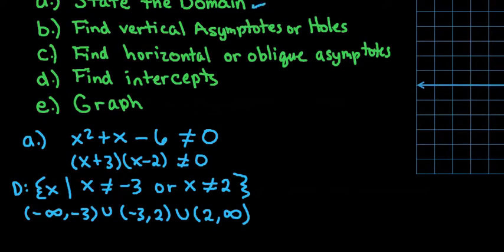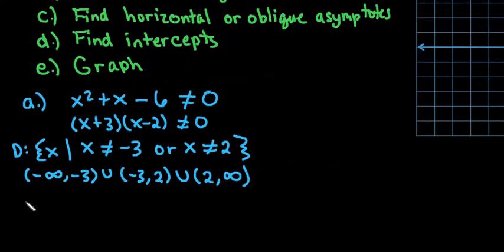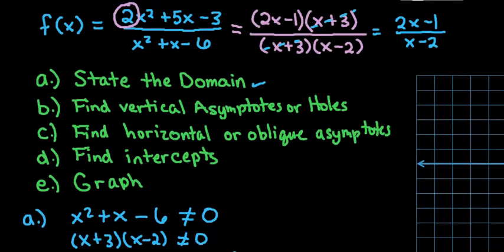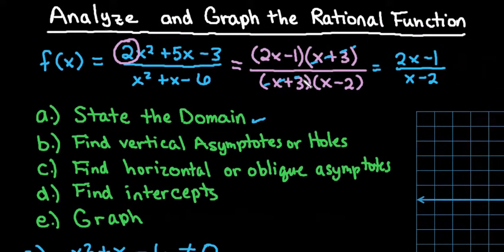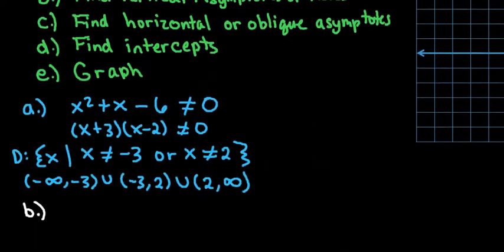Okay, the next thing that we want to do is find our vertical asymptotes or our holes. And remember that the vertical asymptotes or holes come directly from the domain. So what we want to look at up here is to see if something cancels out, that means that we have a hole at that point. If it does not cancel out, that means that we have an asymptote at that point.